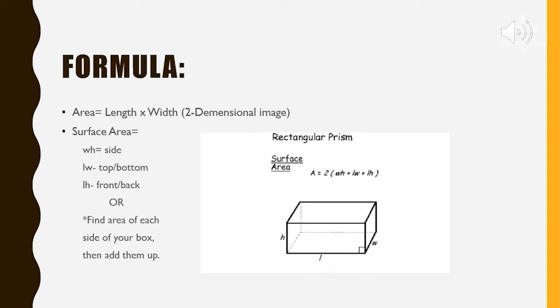When finding surface area, you can use a formula. Area equals 2 times width times height plus length times width plus length times height. Or you can use a net and find the area of each side, top, bottom, front, or the back.